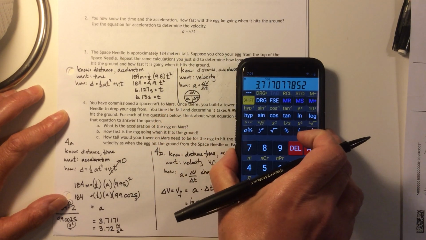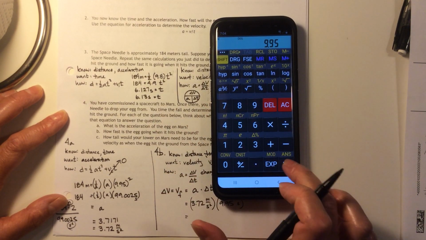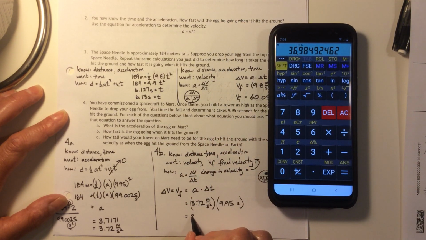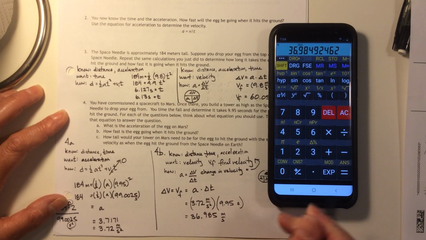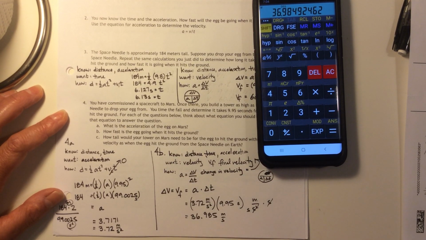So now I get to take that number, look, it's still on my calculator, and multiply by 9.95. So this came out to 36.985 units. Well, velocity is meters per second. Let's just do a fun little thing where I check the units. Oh, look at that. So I have meters over second squared times second. That'll cancel out and leave me with just one S, meters per second. Nice. How many digits should I round this to? Well, this is 3 digits. This is 3 digits. So I should round it to 3 digits.